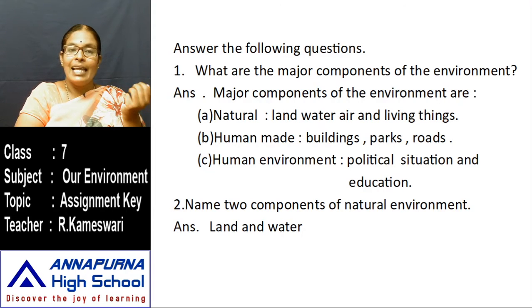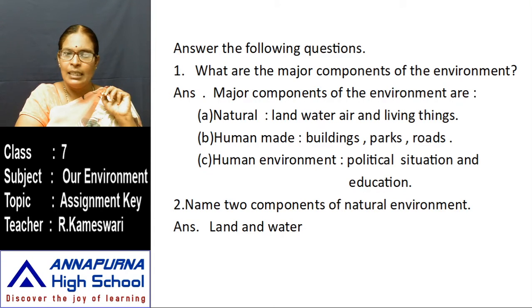Okay, so what are the examples of natural environment? Land, water, air, living things. These are all examples of the natural environment. Human made environment: buildings, parks, roads, these are examples of human made environment because these are all made by the humans.